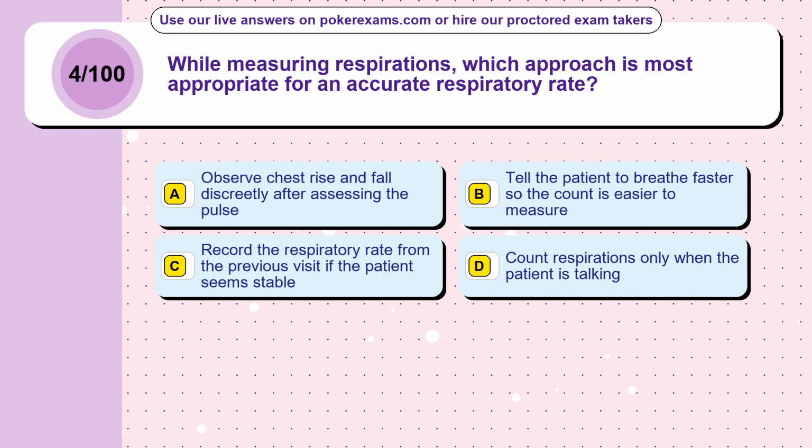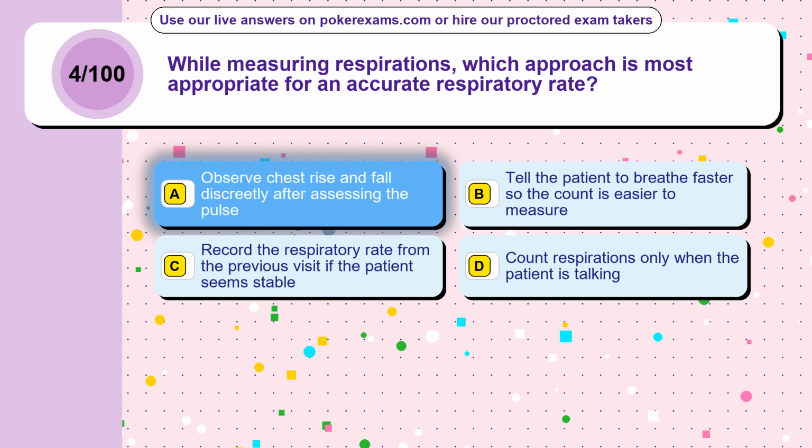Question 4. While measuring respirations, which approach is most appropriate for an accurate respiratory rate? Option A. Observe chest rise and fall discreetly after assessing the pulse. Option B. Tell the patient to breathe faster so the count is easier to measure. Option C. Record the respiratory rate from the previous visit if the patient seems stable. Option D. Count respirations only when the patient is talking.